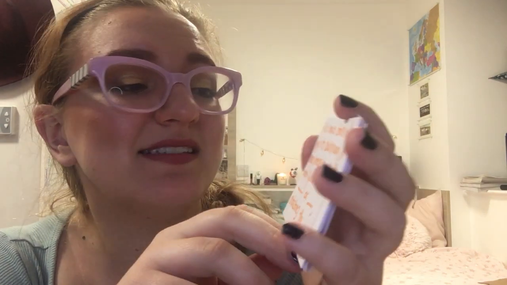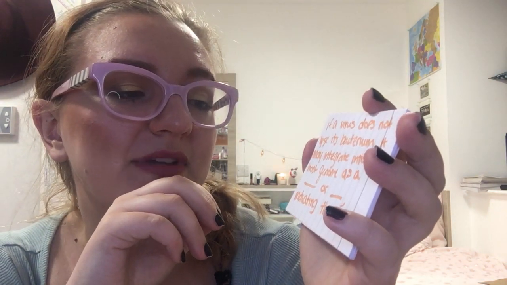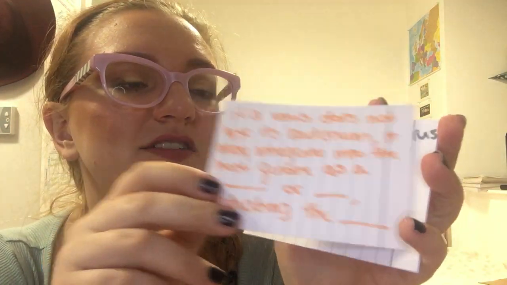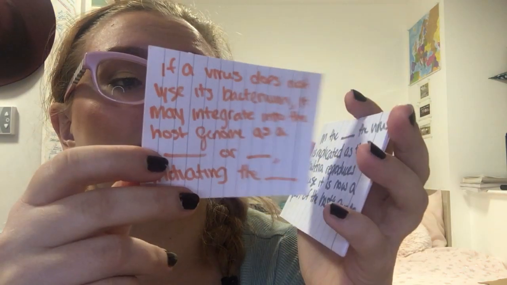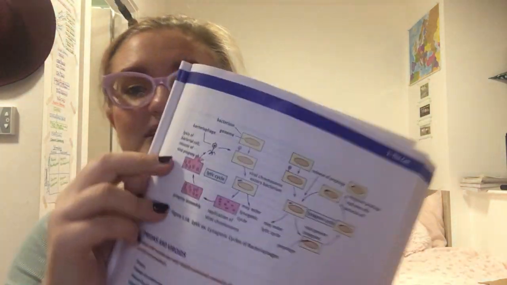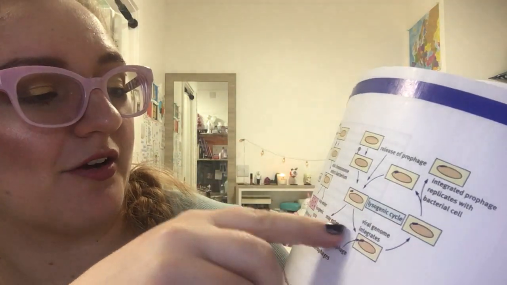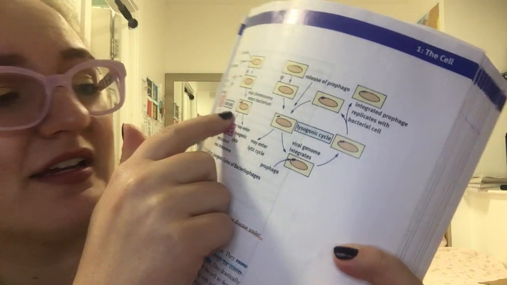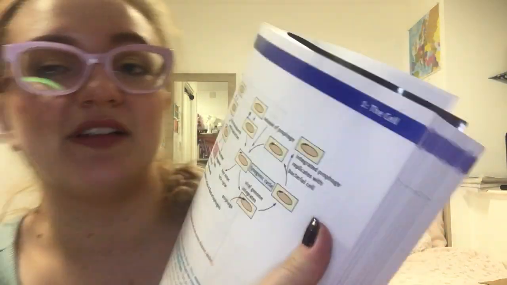If a virus does not lyse its bacterium, it may integrate into the host cell as a blank or blank, initiating the blank. So that's when it can become what's called a provirus or prophage, and that's when it gets into the lysogenic cycle. And so it can go between these as well, as you can see from this diagram. It can go from the lytic cycle into the lysogenic, or from lysogenic into lytic. It can go both ways.